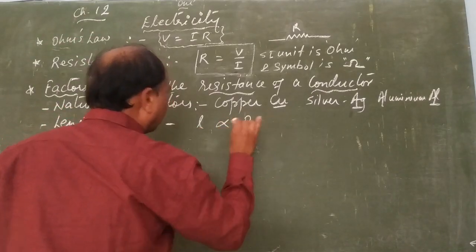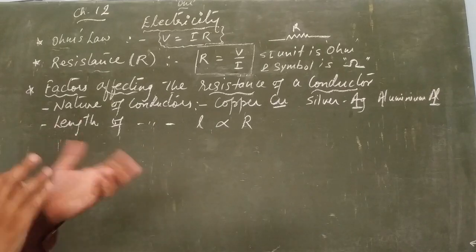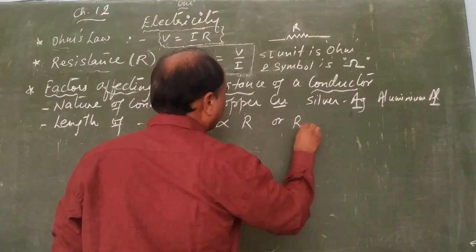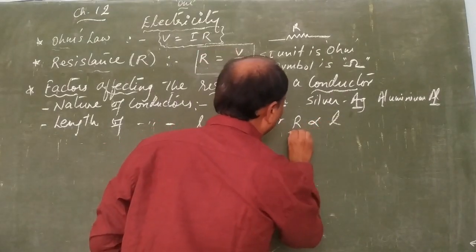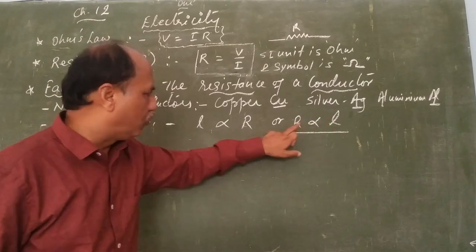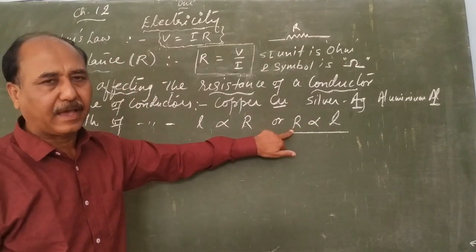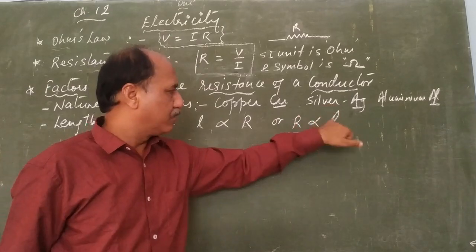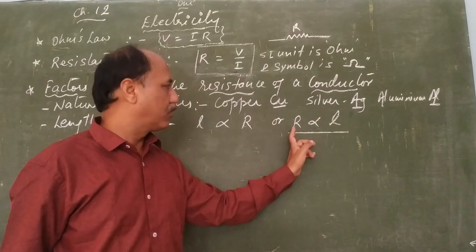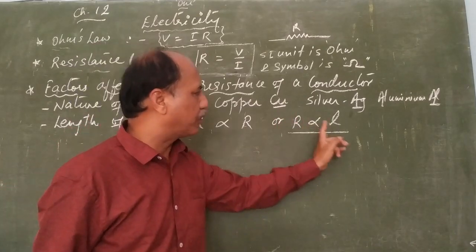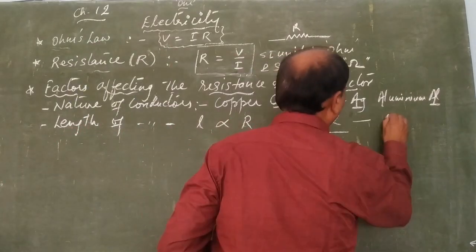It means length and resistance are directly proportional to each other. Or we can say R is directly proportional to L. If more is the length of the conductor, then more is the resistance offered by it. Got it, students? When more is the length of the conductor, more will be its resistance. That is why we can write R is proportional to L.